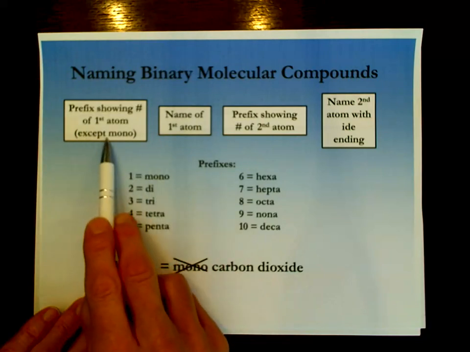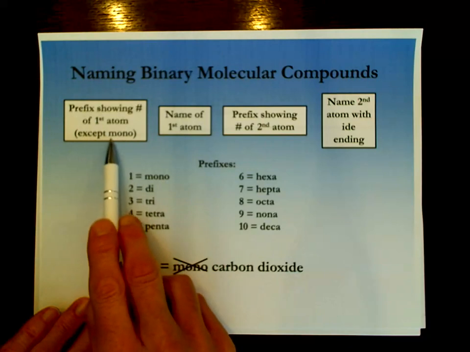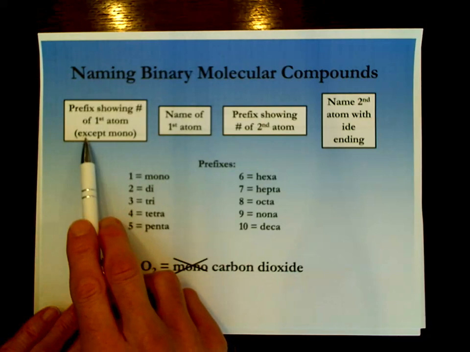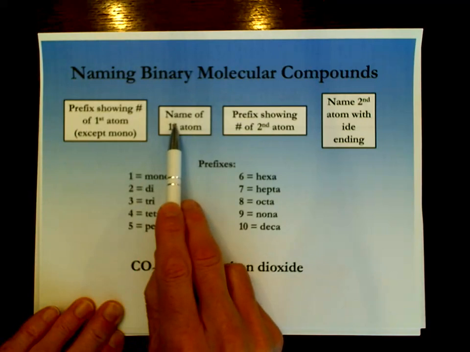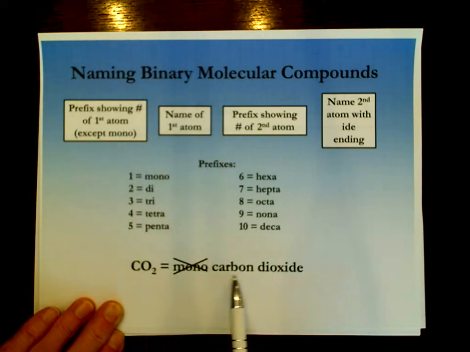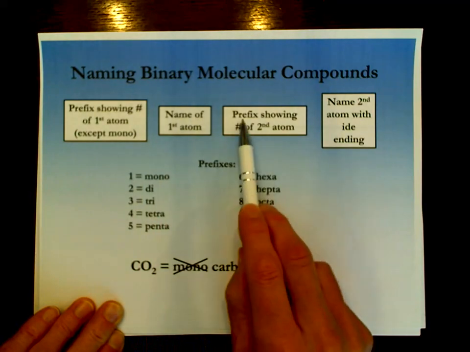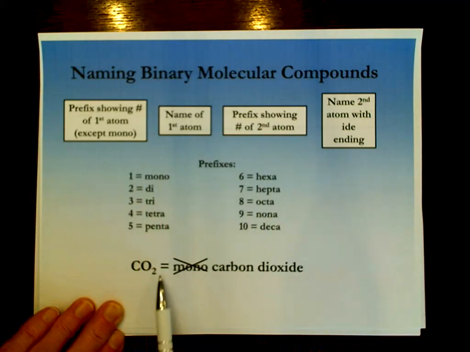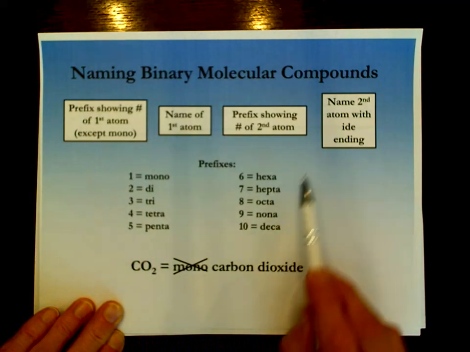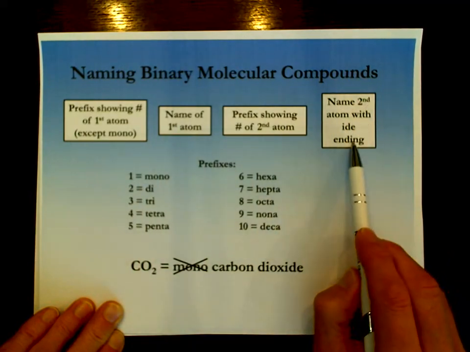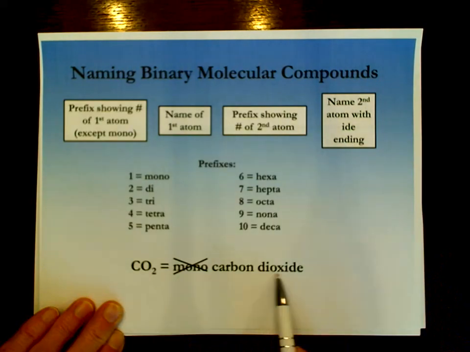However, if we look here in the rules that we have for naming binary molecular compounds, we see that we use this prefix at the beginning except for mono. So that's why I've got mono written here, and it's crossed out. But the next step is to name the first atom, which of course is carbon. Then we write the prefix showing the number of the second atom, which is 2. So I write di. And then you move on to the last step. You name the second atom with an IDE ending. Oxygen goes to oxide. So this is how we name this binary molecular compound.